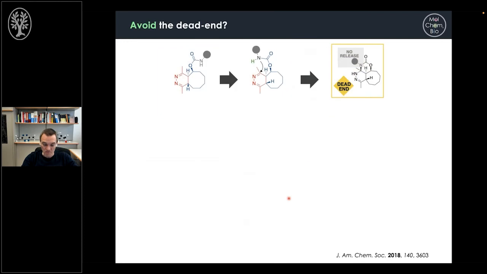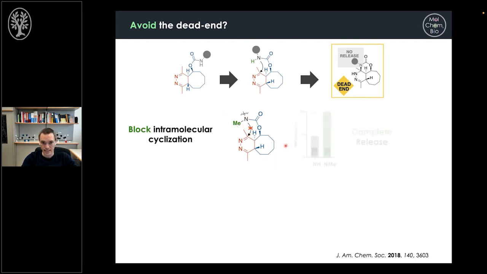The first very straightforward idea was, can we avoid the formation of the dead end, which was as I said straightforward, because when blocking this nucleophilic addition here with a methyl group, that was the idea back then, and it was not surprising, knowing now what's going on. It was not surprising to see, yes, we can definitely achieve complete release, so complete, let's say 99% plus.